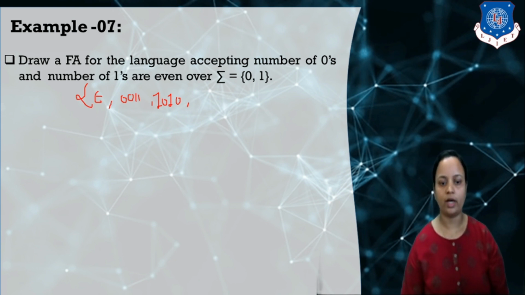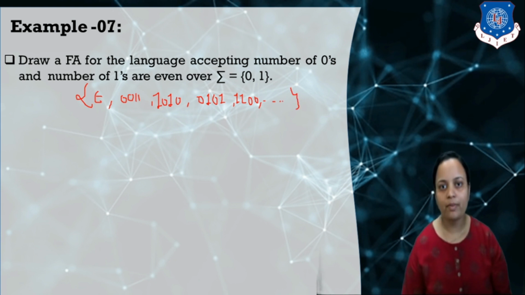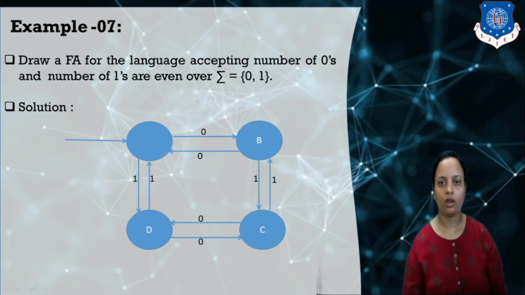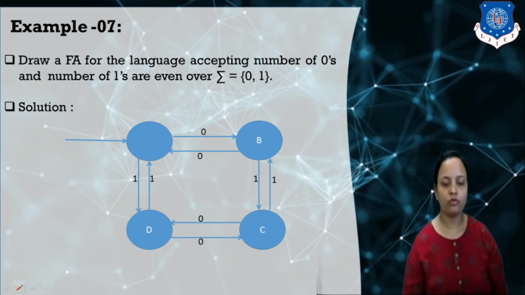Zeros and ones both are even. Same here, there are strings like 0 1 1 0. So if you see, after the null string, the next minimum length is 4. So for this example, we have to draw 4 states. You can see over here I have drawn the 4 states.